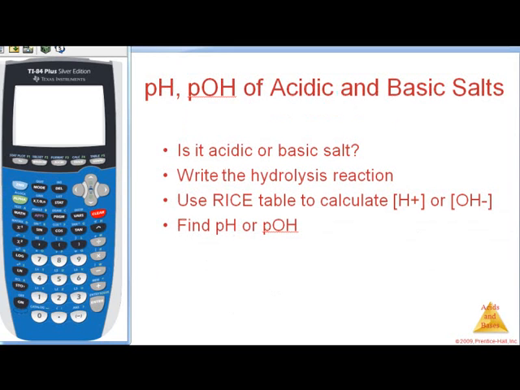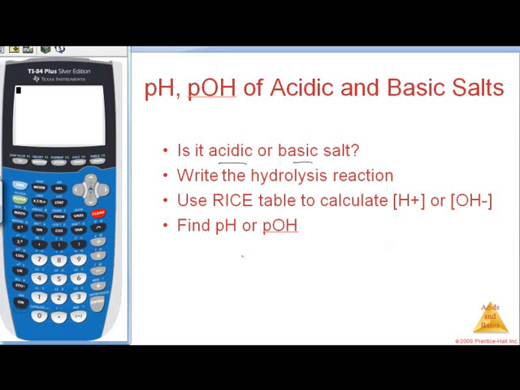Alright, so sometimes you'll be asked to determine the pH or pOH of an acidic or basic salt. So in order to do that, you have to first identify, is it acidic or basic, right? The hydrolysis reaction, just like we've been doing. And then because it's going to come from a weak acid or base, we're going to have to use a RICE table to calculate H plus and OH to find the pH or the pOH. So let's take a look at one.